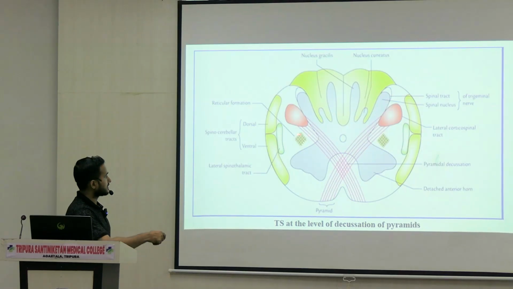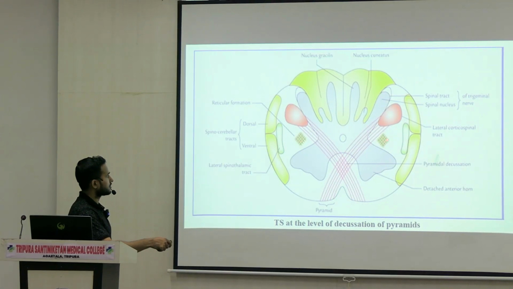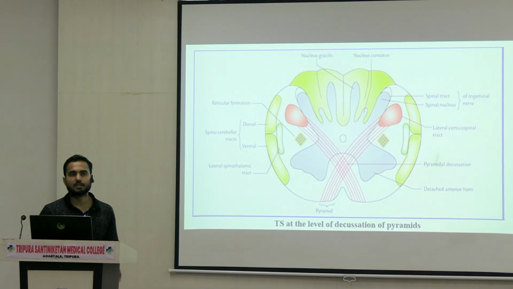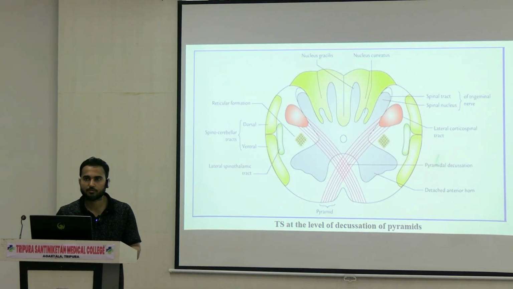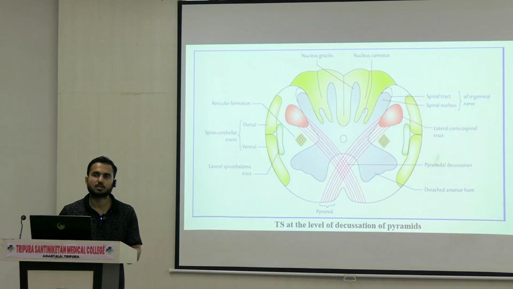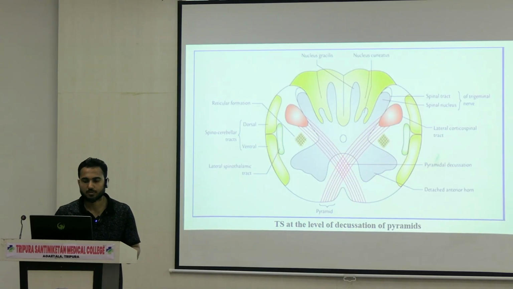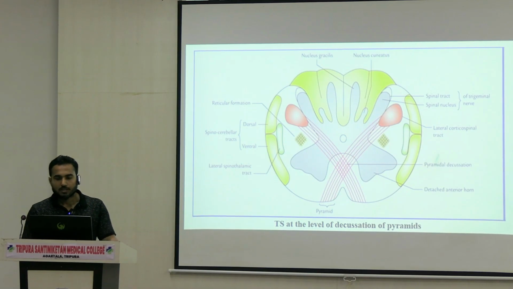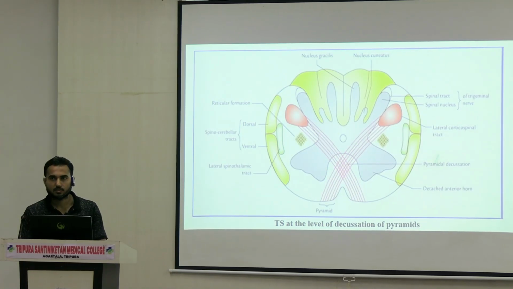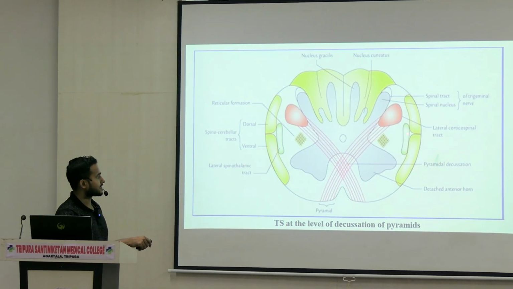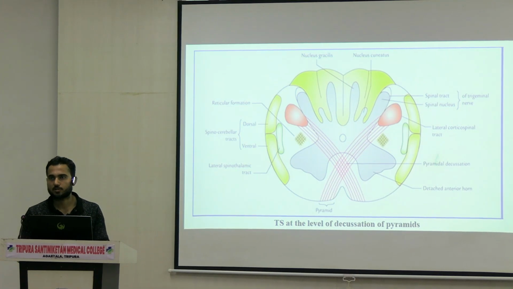Next, here you can see the appearance of the reticular formation, which is nothing but a diffuse form of fibers and nerve cells. That is called the reticular formation, which controls the consciousness of a person. Next, the other features, especially the tracts in this region, are the same as in the spinal cord.